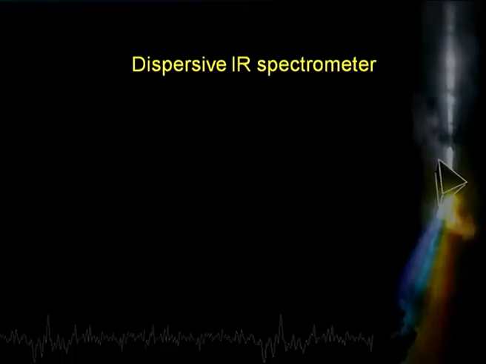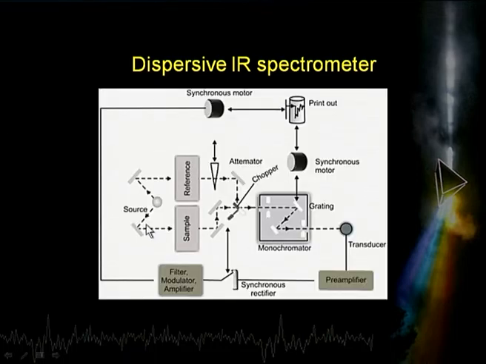So, we have seen how we handle gases, how we handle liquids, how we handle solids. Now, the dispersive IR spectrometer, which is the most commonly used spectrometer for routine purposes. The principle is as follows; this is a block diagram of a dispersive IR spectrometer. We have a source of radiation which generates IR radiation, and then you pass the radiation onto a beam splitter.